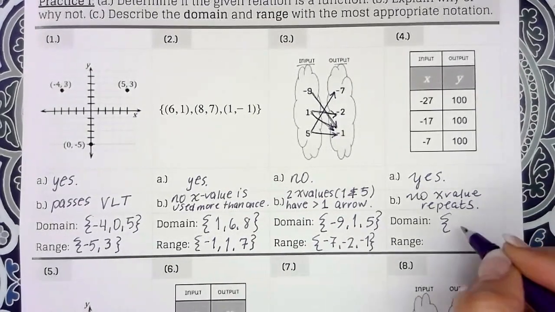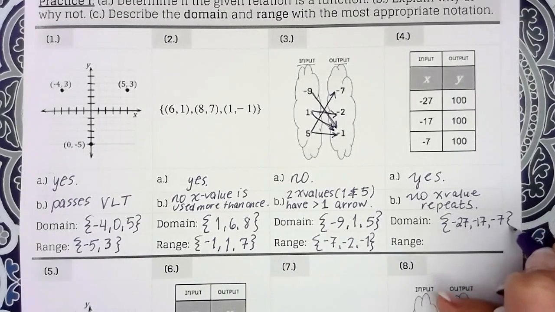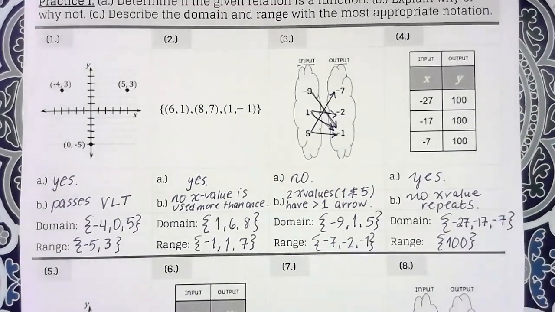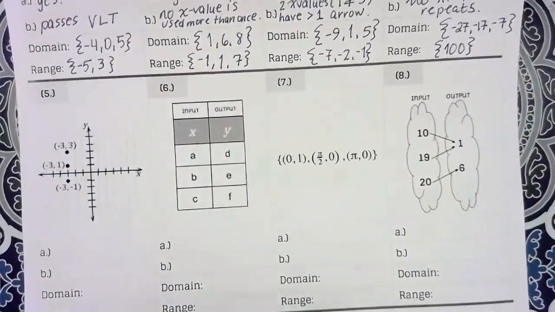Domain, from least to greatest. -27 is the least, -17, and -7. Range, well, only got one number, 100. That is it. Done. All right, how about these next 4 examples.